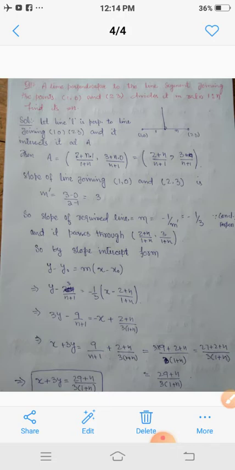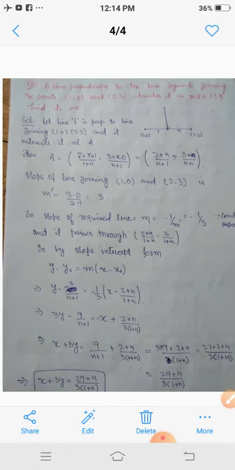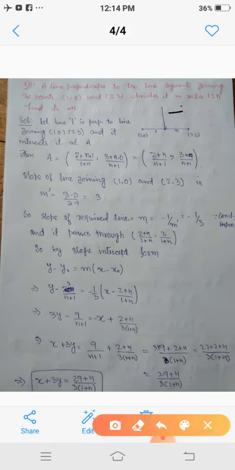Let L be the perpendicular. This line L is perpendicular to the line segment (1, 0) and (2, 3). Let A be the point where it intersects this line. That is here, this is the point. Now it divides this line segment (1, 0) and (2, 3) in ratio 1 is to n, which implies that its coordinates by section formula are (2 plus n) upon (n plus 1), 3 divided by (n plus 1).